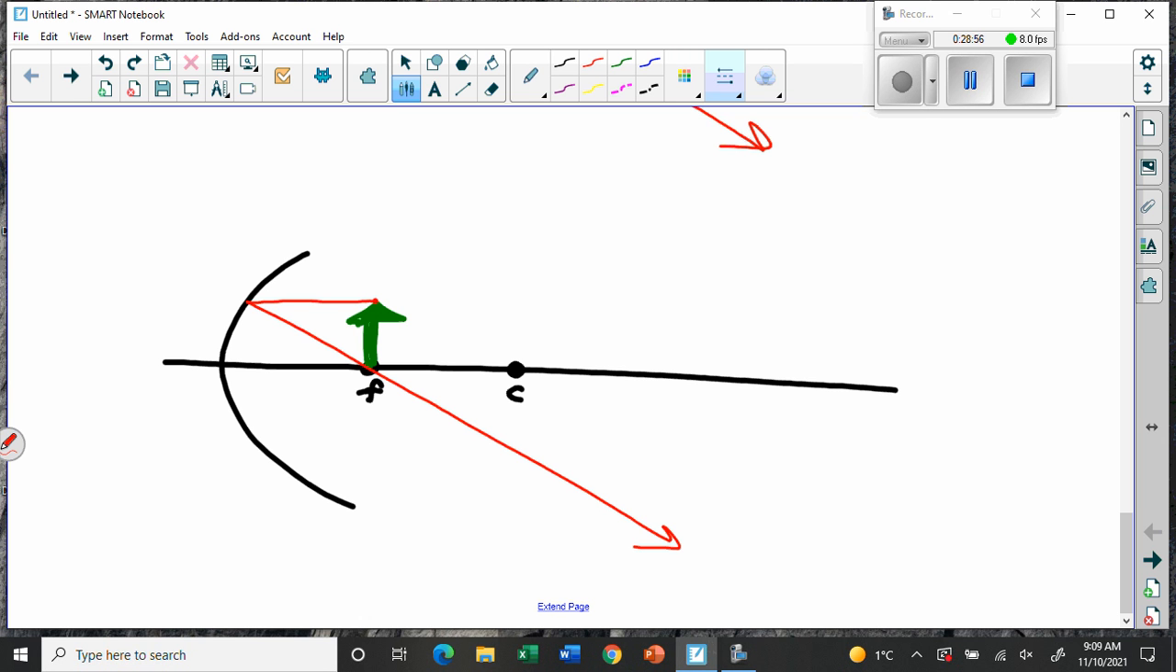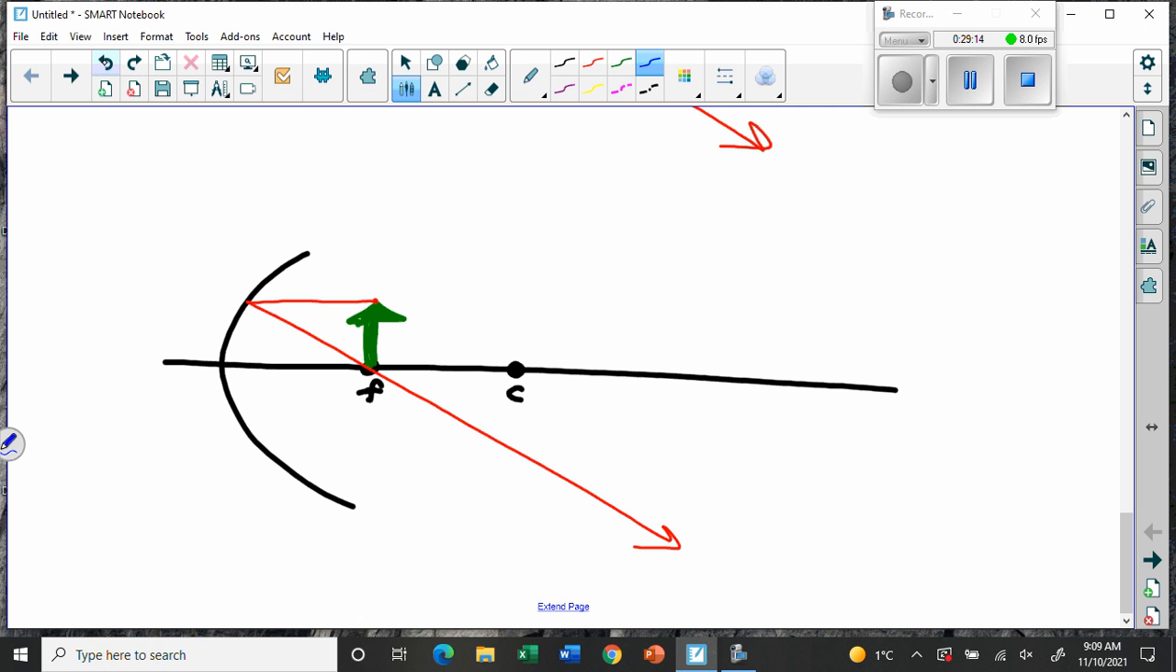But the second rule is not much good to us, because a line through the focus would be going sort of straight down through the object. And of course, the light can't go down like this through the object. So we can't get a light ray to go through the focus from this position. So that rule won't even help us.